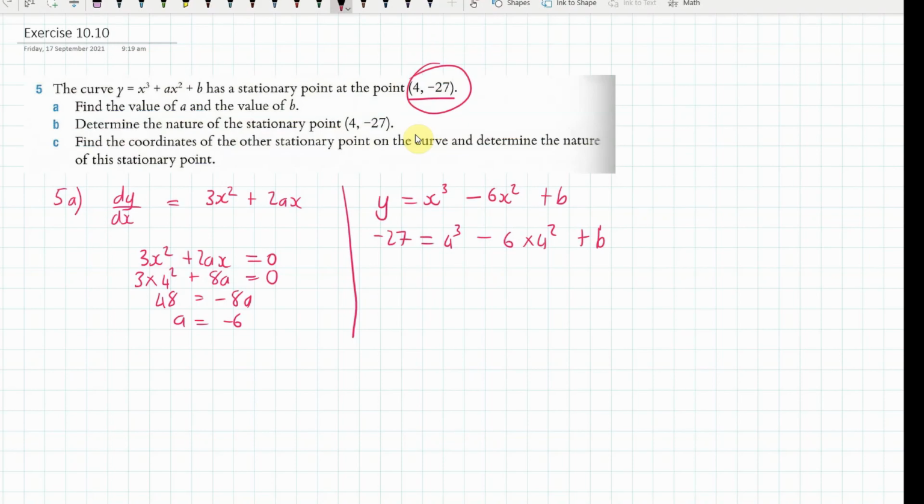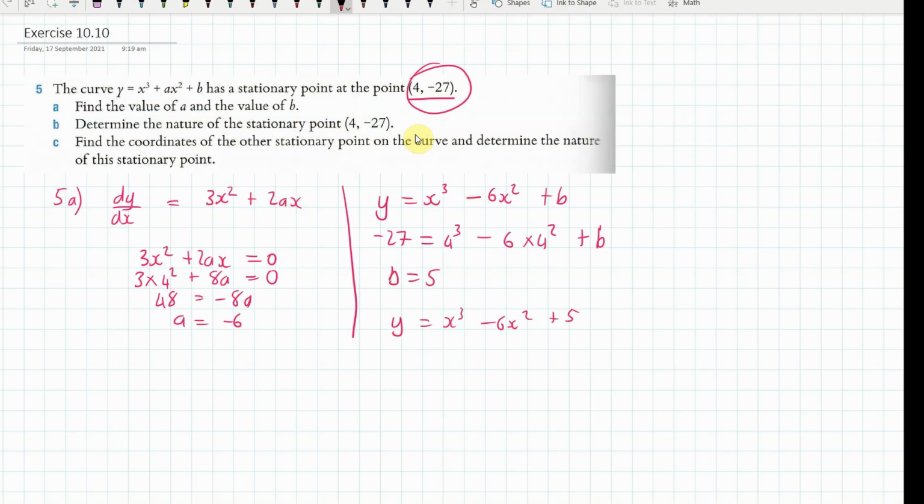Now, bring everything across to one side. So I've got minus 27. Now 4 cubed is 64, so minus 64. And then we go plus 6 times 16, which is 96. And that gives me b is equal to 5. Okay, perfect. So we now know that y is equal to x cubed minus 6x squared plus 5.